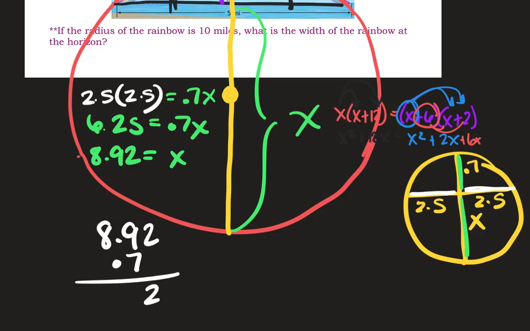So now what's the total? I got 9.62. Is that what you got? Okay. And then you divide that one by 2. What do we get? All right, and then that's your radius.